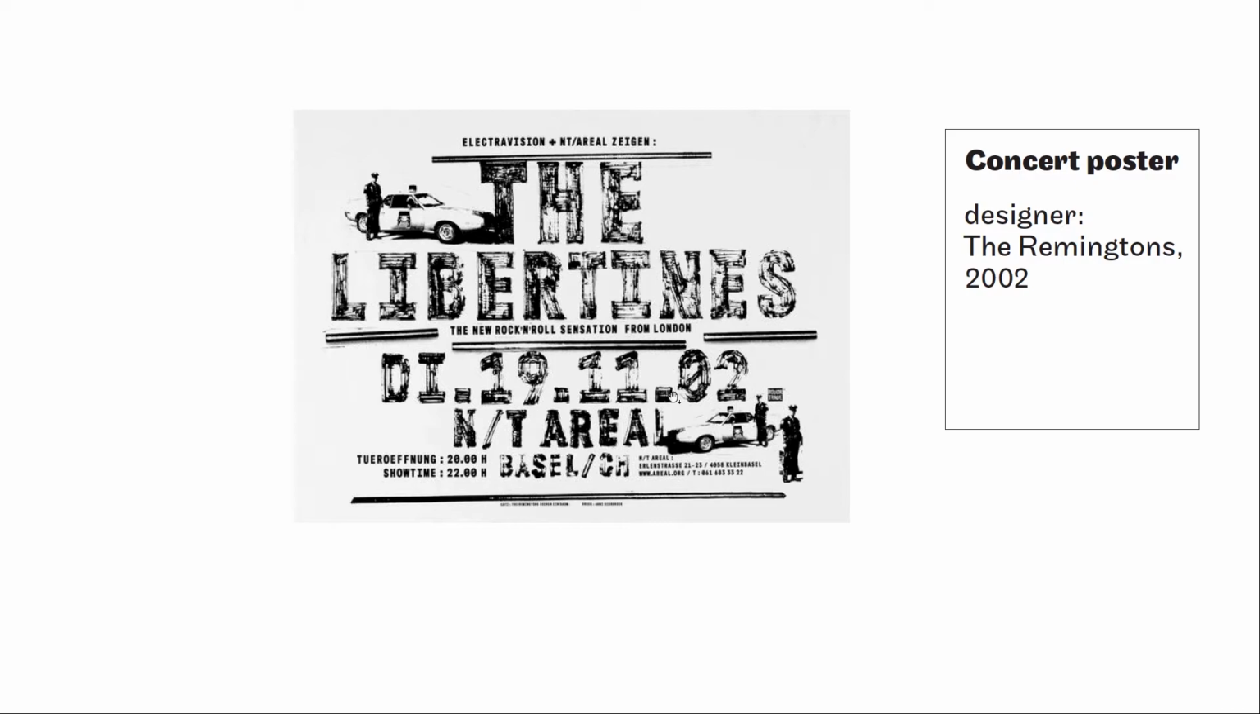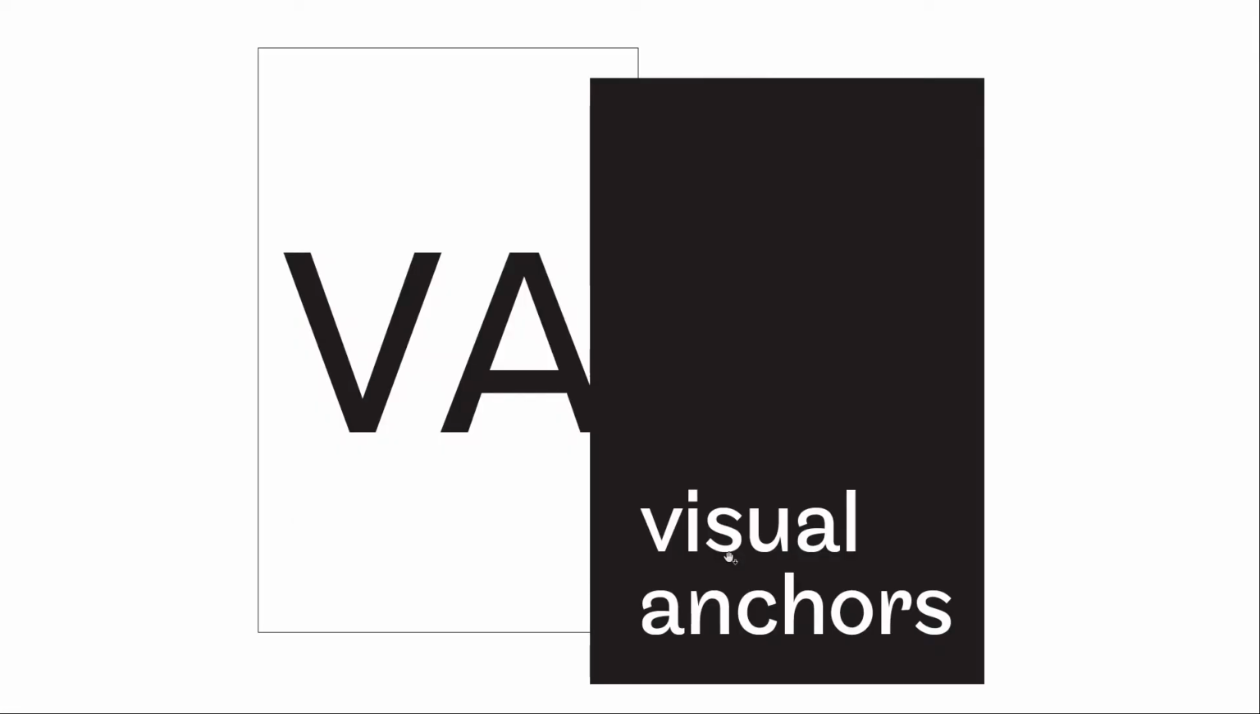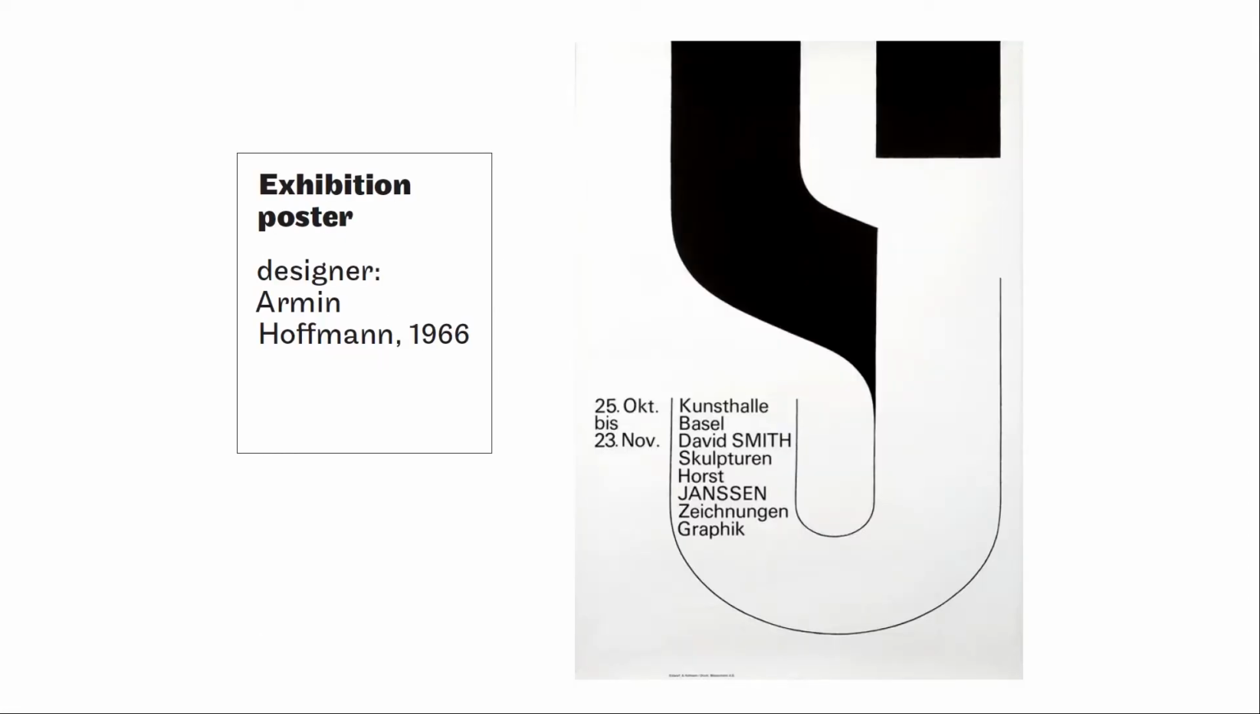And then this is some cool work by, I don't think this studio's around anymore. They were called the Remingtons. Every time they did a show flyer, they'd make a custom typeface and pretty much just center it. Okay, and then visual anchors. So this is an exhibition poster by Armin Hoffman.